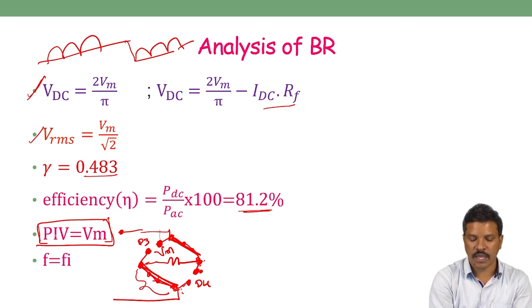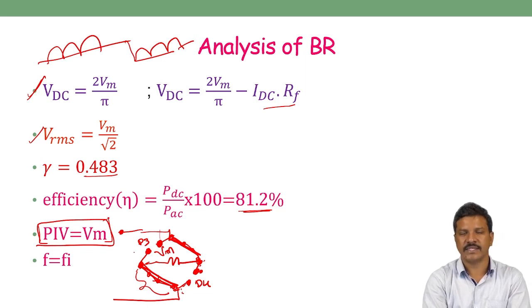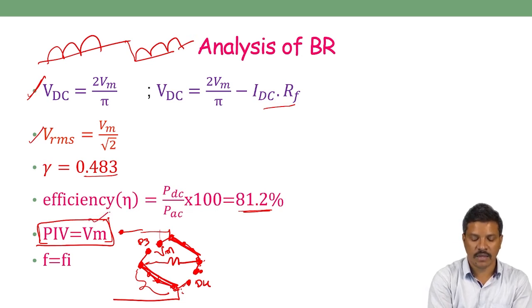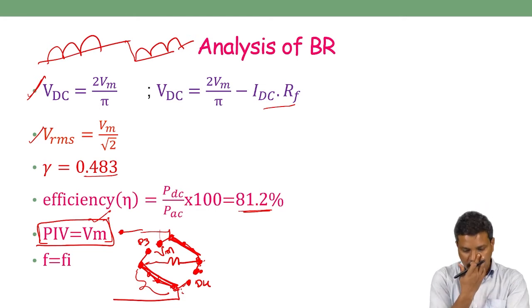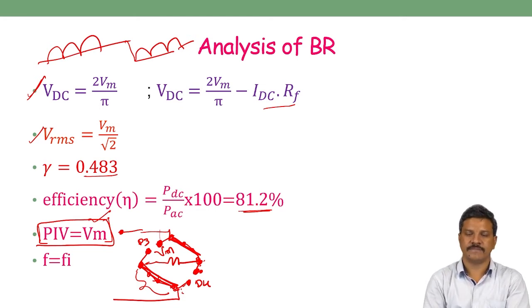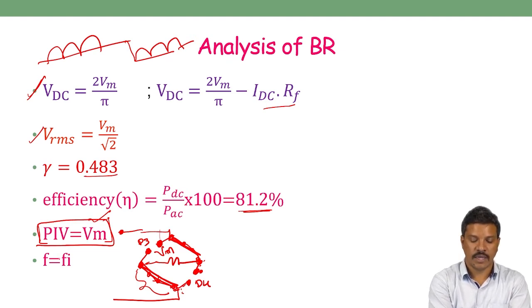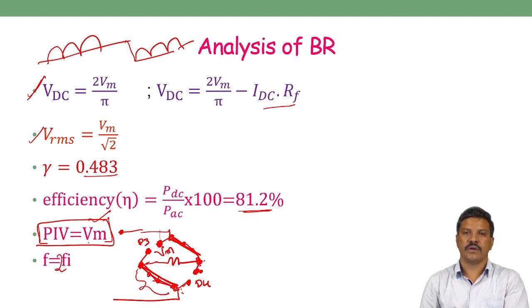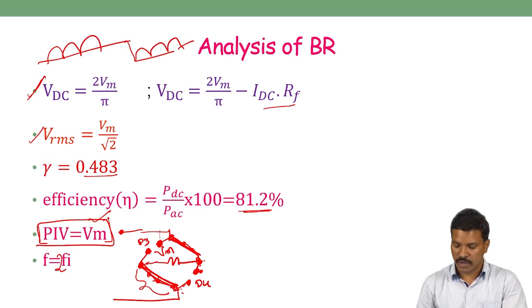So the advantage of connecting as a bridge is that the maximum reverse voltage, or peak inverse voltage, in the bridge rectifier is Vm only. That is the difference from the full wave rectifier. And here the output frequency is 2 times the input frequency, f = 2 fi. This is the analysis of the bridge rectifier.